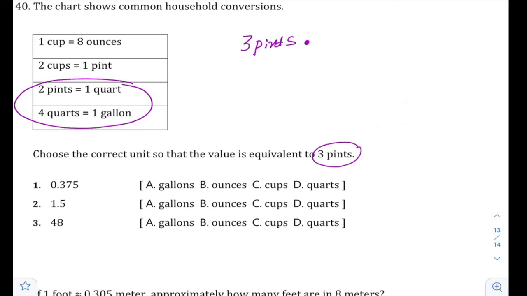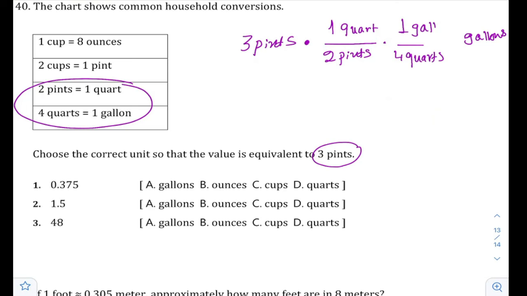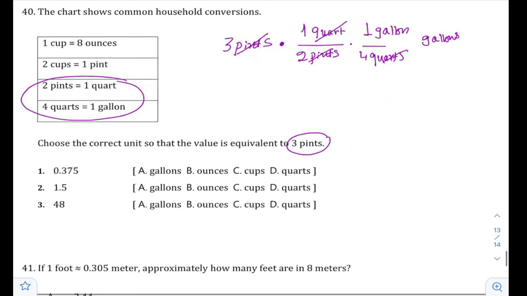I will do it this way. I want at the end to have gallons. So what shall I do? I will multiply 3 pints by, we know that 1 quart is 2 pints. And we know that 4 quarts is 1 gallon. Why I'm writing in this order? Because the quarts will go with the quarts, pints will go with pints, and I will be left with the gallons that I need. I need gallons at the end.